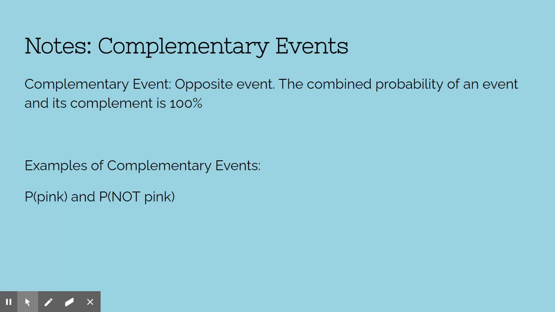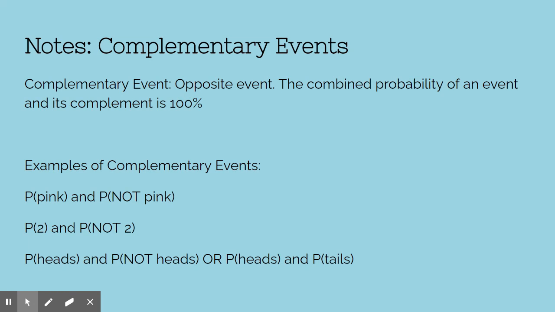Some examples of complementary events are the probability of pulling a pink marble and the probability of pulling a not pink marble. So it's just the exact opposite. Probability of rolling a 2 and the probability of rolling not a 2. The probability of heads and the probability that it's not heads. Or in the case of flipping a coin, you could say the probability of a coin landing on heads versus the probability of a coin landing on tails. So the probability and its complement together create all of the outcomes. It's all of the potential outcomes.